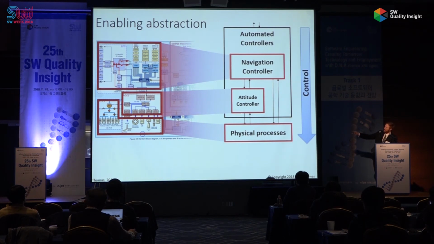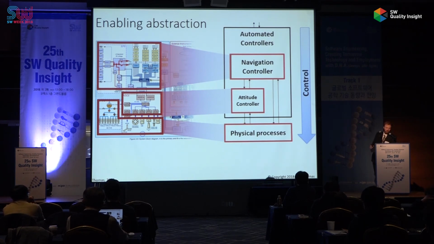That means every downward arrow is a control action. Controllers on the top have control and authority over things at the bottom. Downward arrows are instructions or commands. Upward arrows are feedback, information about what's happening in the environment.